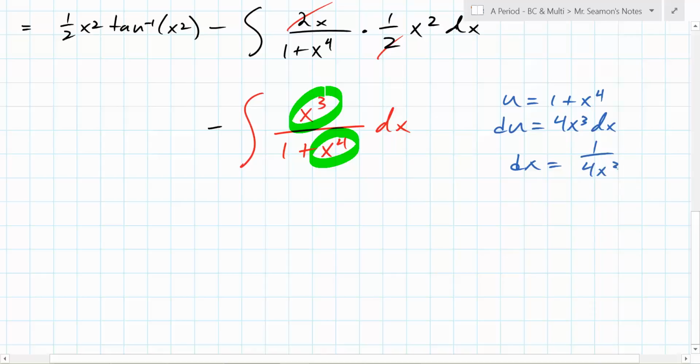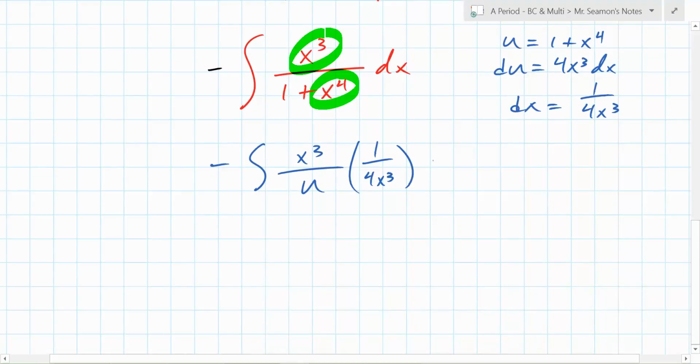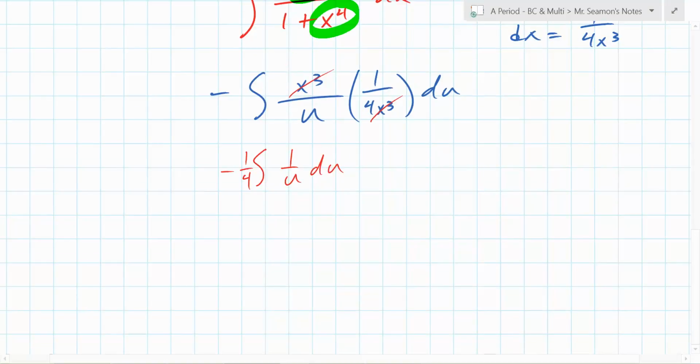So what does dx equal? 1 over 4x cubed. So now we substitute. So the integral of x cubed over u. But instead of dx, what do we write? 1 over 4x cubed du. Thank you. Does the magic happen right now? Oh, look, now the x's go away. We have minus 1/4 times 1 over u du. What's the integral of that? It's going to be negative 1/4 ln of u plus c. Absolute value. Yep.